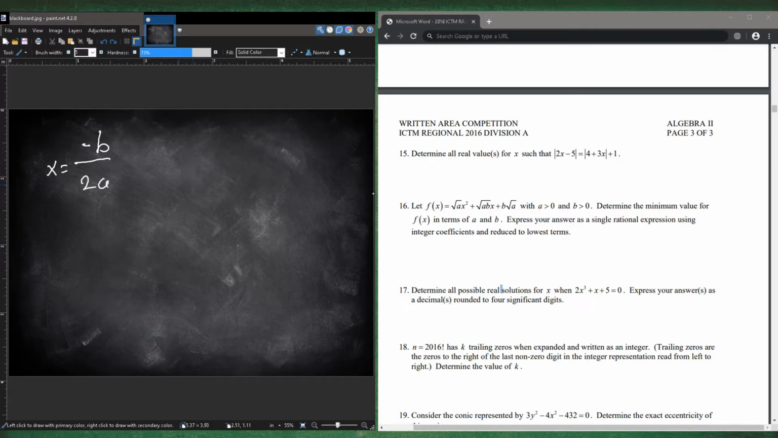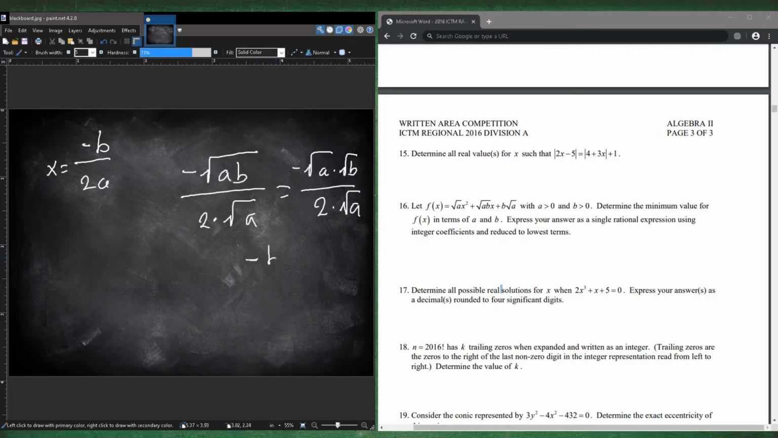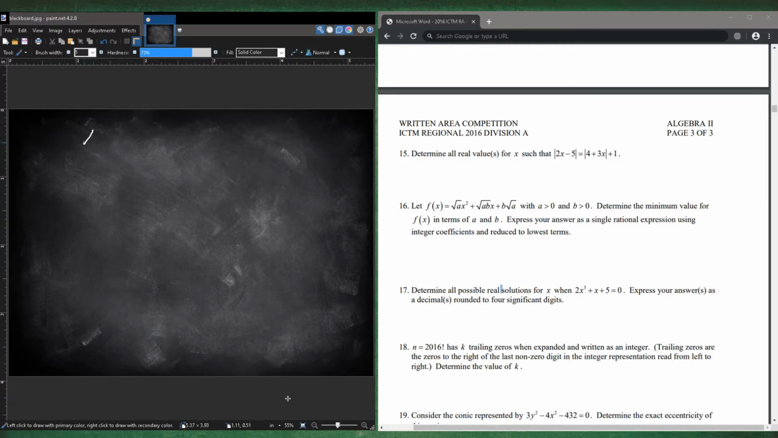Your b in this case is equal to square root ab, so negative square root ab over 2 times a. So a in this case is square root a. So this is the same thing as negative square root a times square root b over 2 times square root a. So that simplifies to negative square root b over 2. So x is equal to negative square root b over 2.